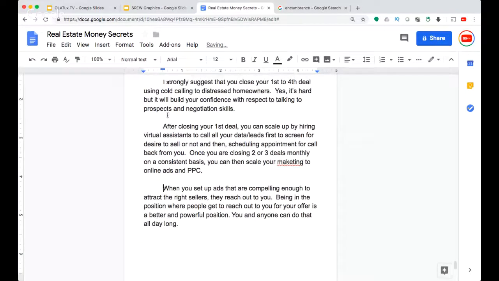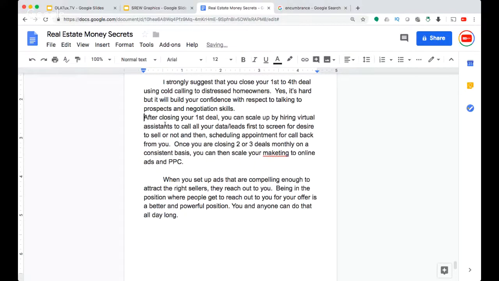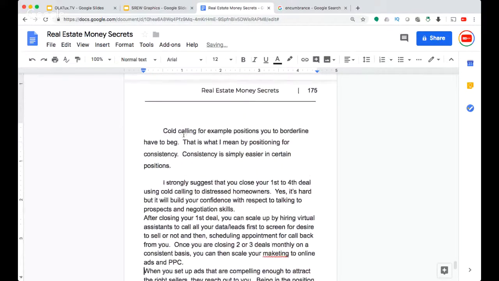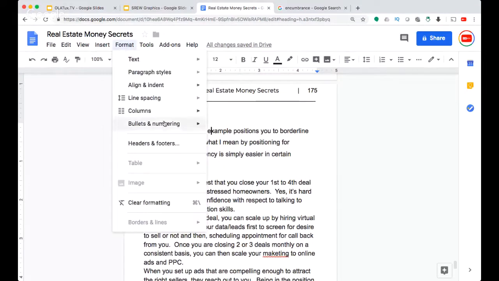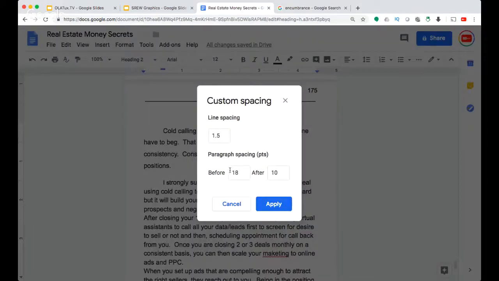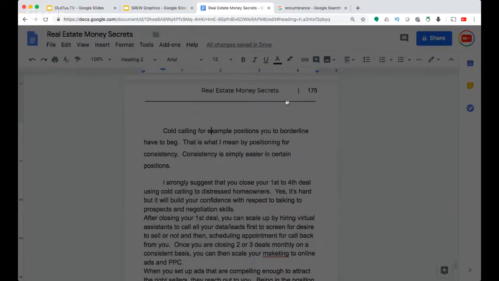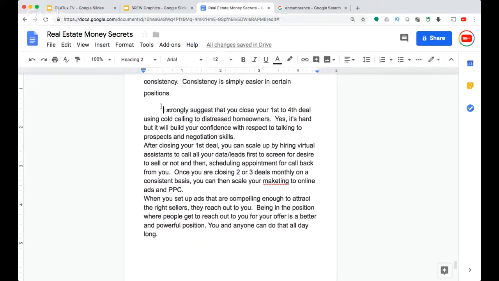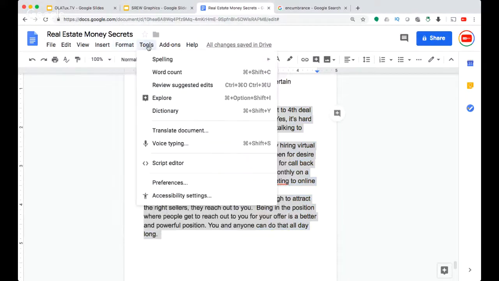Let me just make sure I do this. All right, so this is here. The format here is line spacing 1.5, before paragraph 1810. So make sure my formatting is right.